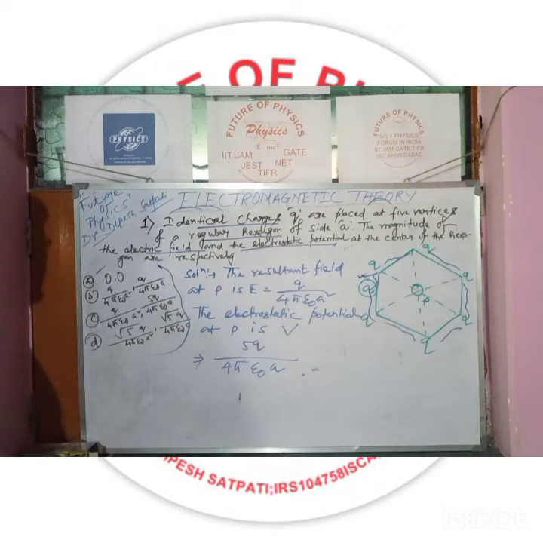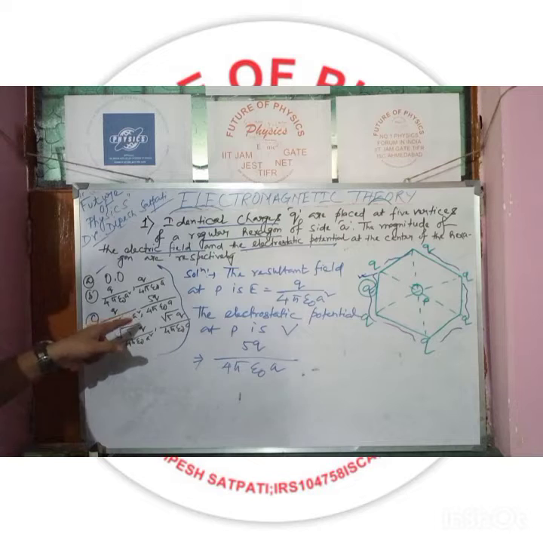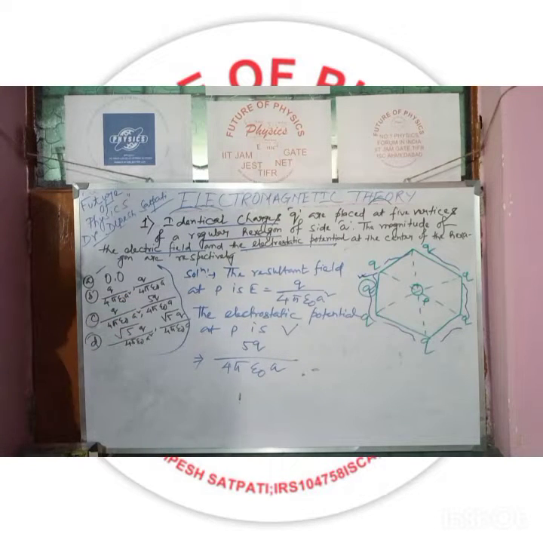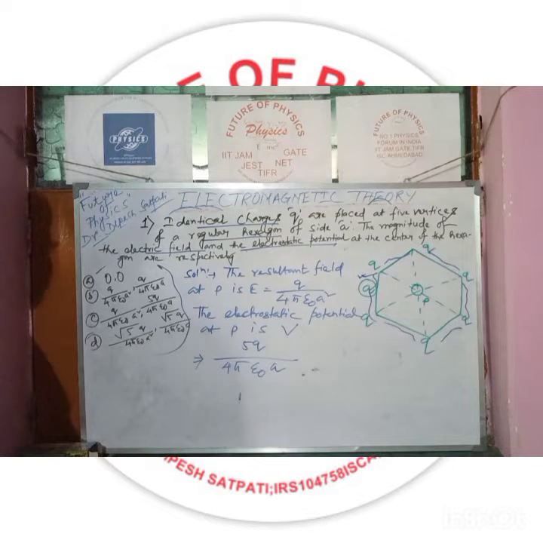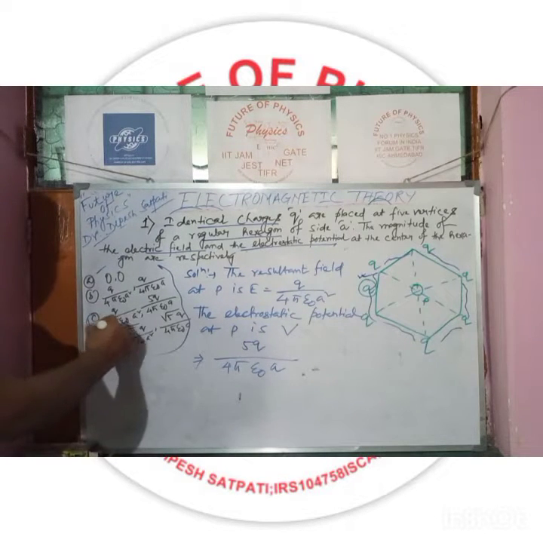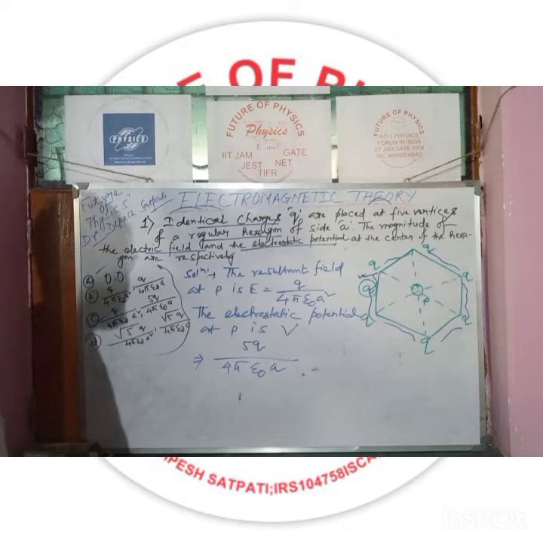Now the answer is Q by 4 pi epsilon 0 a square, and 5Q divided by 4 pi epsilon 0 a. The right answer is option C.